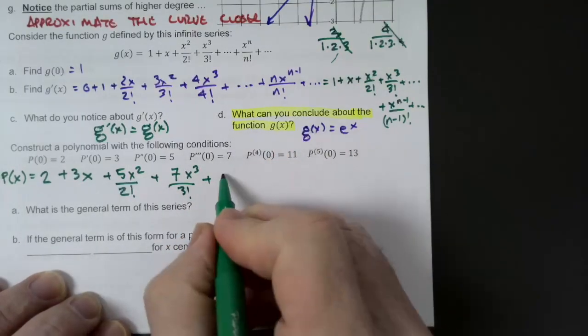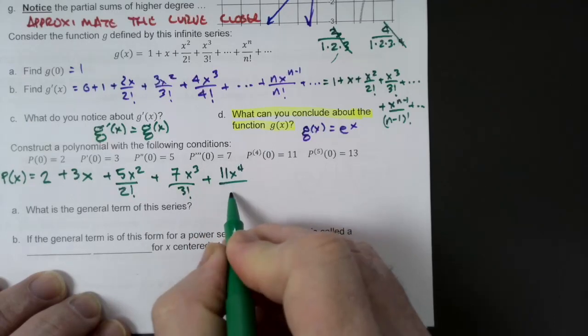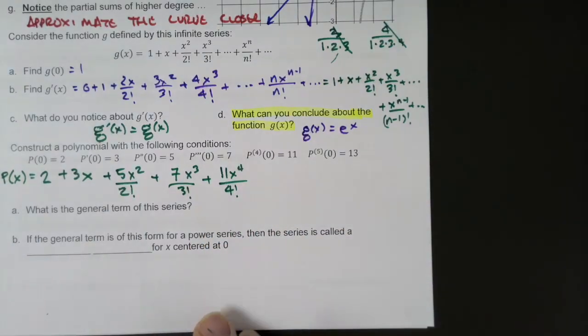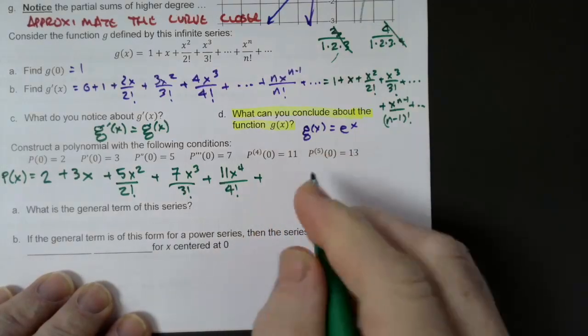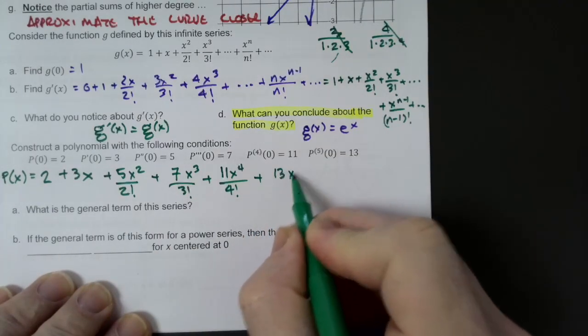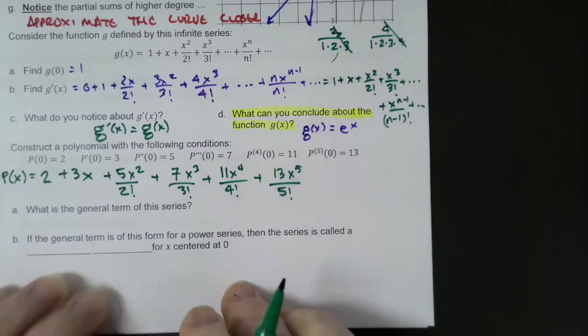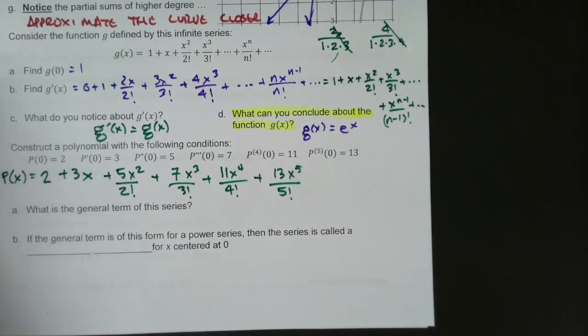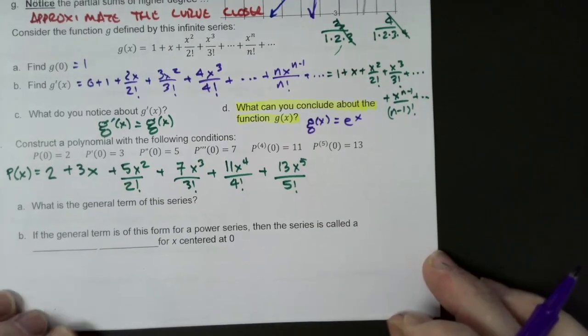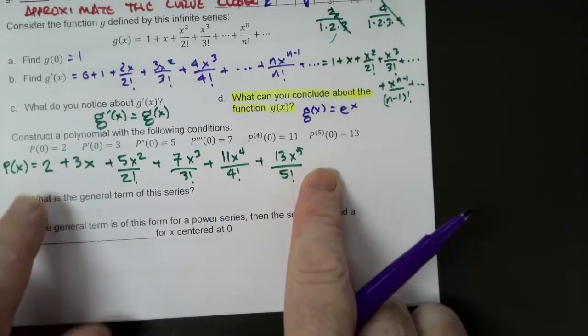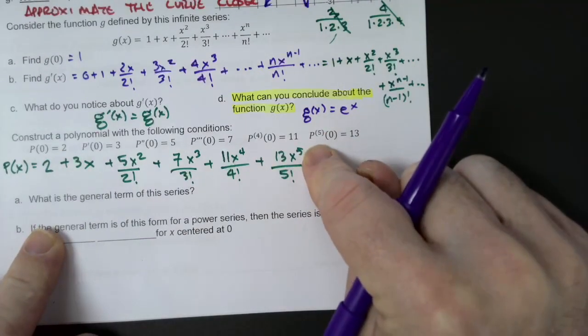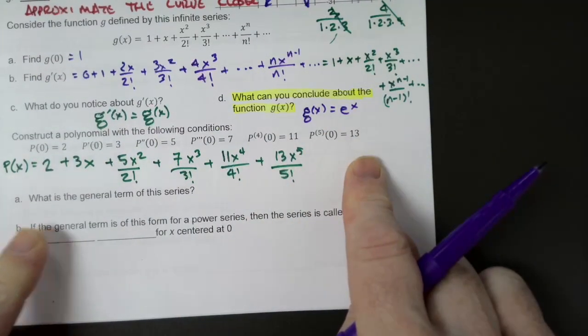On the fourth one, we'll do 11x to the fourth divided by 4 factorial. Because we take that first derivative, it'll be 4, second derivative will be times 3, third derivative will be times 2, the fourth derivative times 1. 4, 3, 2, 1. Okay. And all the way up to this fifth one would be a 13, x to the fifth divided by 5 factorial. So what we end up with is, this one, of course, is a polynomial of the 5th degree. It has 6 terms in it.